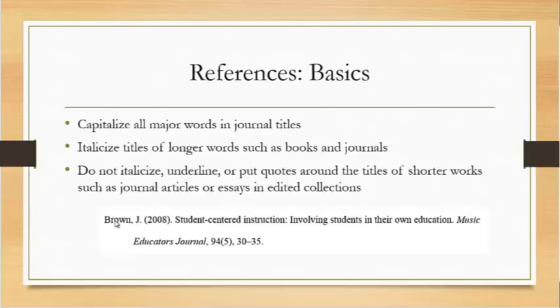The author's last name, comma, first initial, the year of publication, the title of the article, student-centered instruction involving students in their own education. Again, notice only the first letter is capitalized in the title and after the colon. Music Educators Journal, it's the name of a journal, so we'll put it in italics. And then following that, we have the journal publication number, the issue number, and the page numbers that the article was found on.